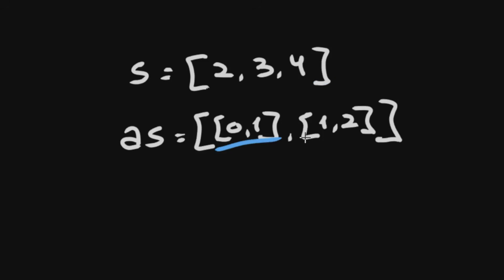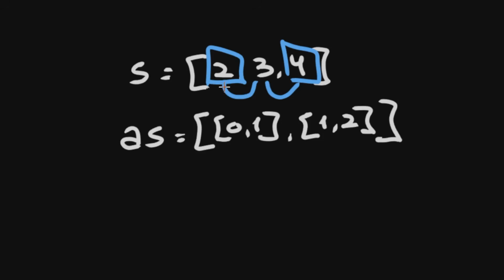Let's say that we have this array source with the elements 2, 3, and 4, and the allowed swaps are 0, 1, and 1, 2, meaning we can swap these two elements or these two elements. The key observation to solve this problem is that we can swap any two elements that are connected at any level. For example, let's say that we are trying to swap the elements 2 and 4.